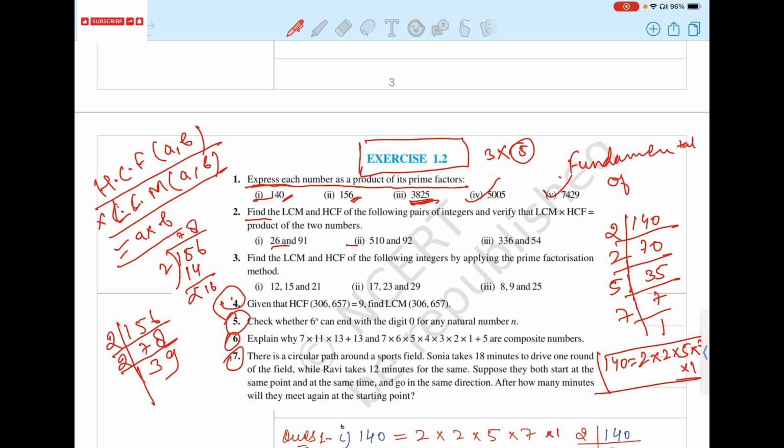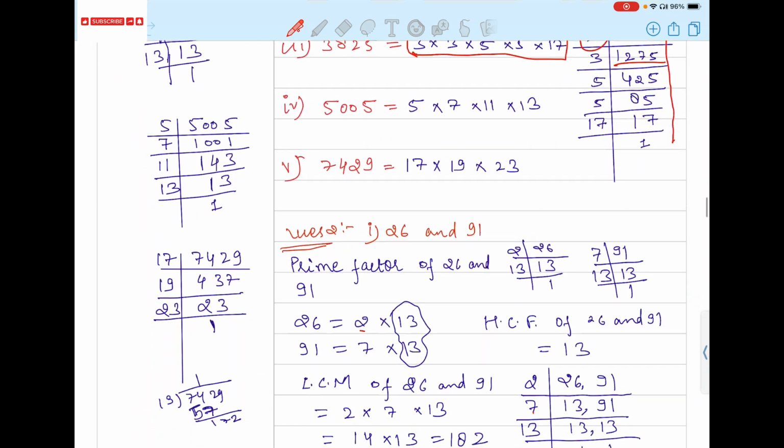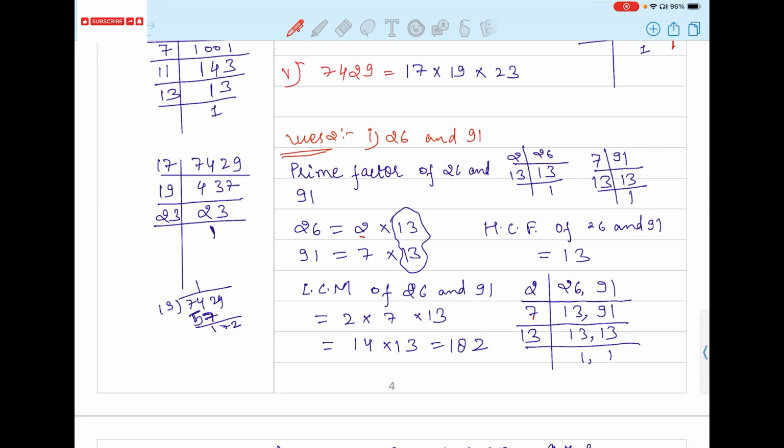Here they have asked to find the LCM and HCF of the following pairs of integers, and verify that LCM into HCF is equal to the product of the two numbers. This means you have to verify this relation while calculating the LCM and HCF of these two numbers using the prime factor method. Okay, so start with the first question.